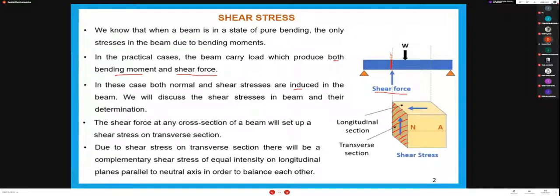But due to the shear stress in the transverse sections, there will be a complementary shear stress of equivalent intensity on the longitudinal plane parallel to the neutral axis, in order to balance each other. So this is known as the complementary shear stress in the longitudinal section. This is the longitudinal section, and this is the transverse section where our shear stress is produced due to the shear force.